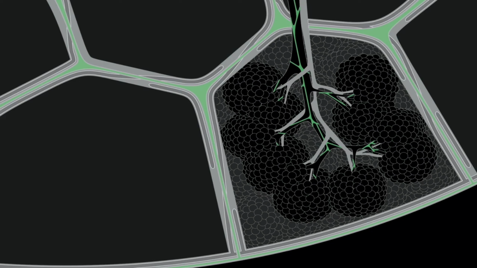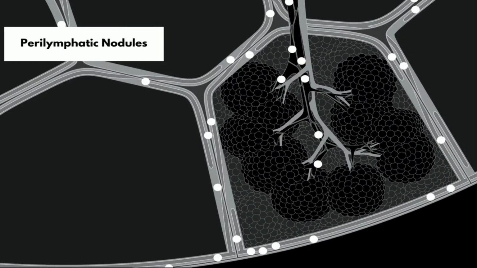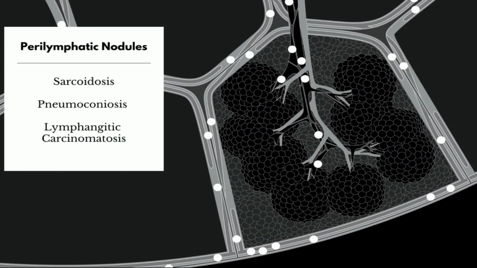As you may remember, there are lymphatics in the interlobular septa and along the bronchovascular bundles of the secondary lobule. The lymphatic channels are seen here in green. Therefore, if nodules are located on the bronchovascular bundles and on the interlobular septa and fissure, they have a perilymphatic distribution. This pattern is associated with sarcoidosis, pneumoconiosis like silicosis, and lymphangitic carcinomatosis.